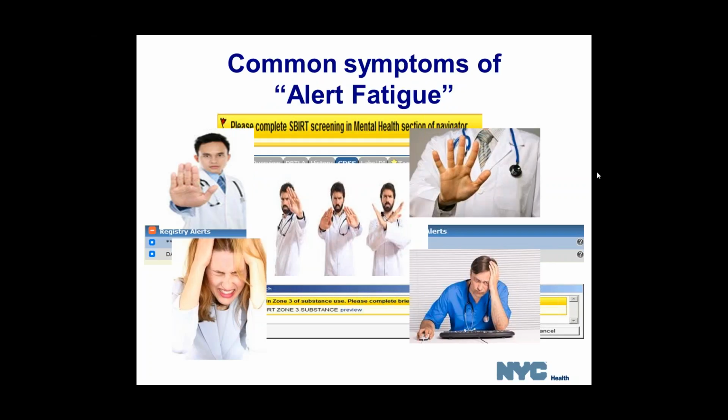So you might have heard of this, of alert fatigue, or even experienced it for yourself. We have providers that talk about this all the time. Some of the symptoms of this include frustration from providers, incomplete documentation, which invariably leads to less data.